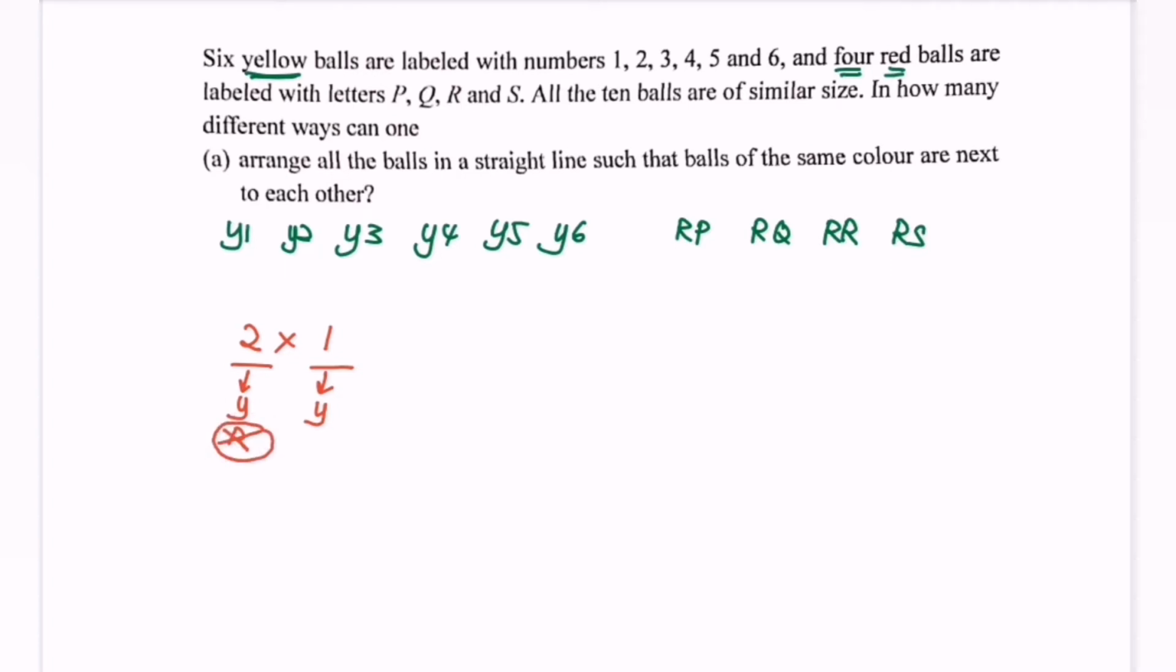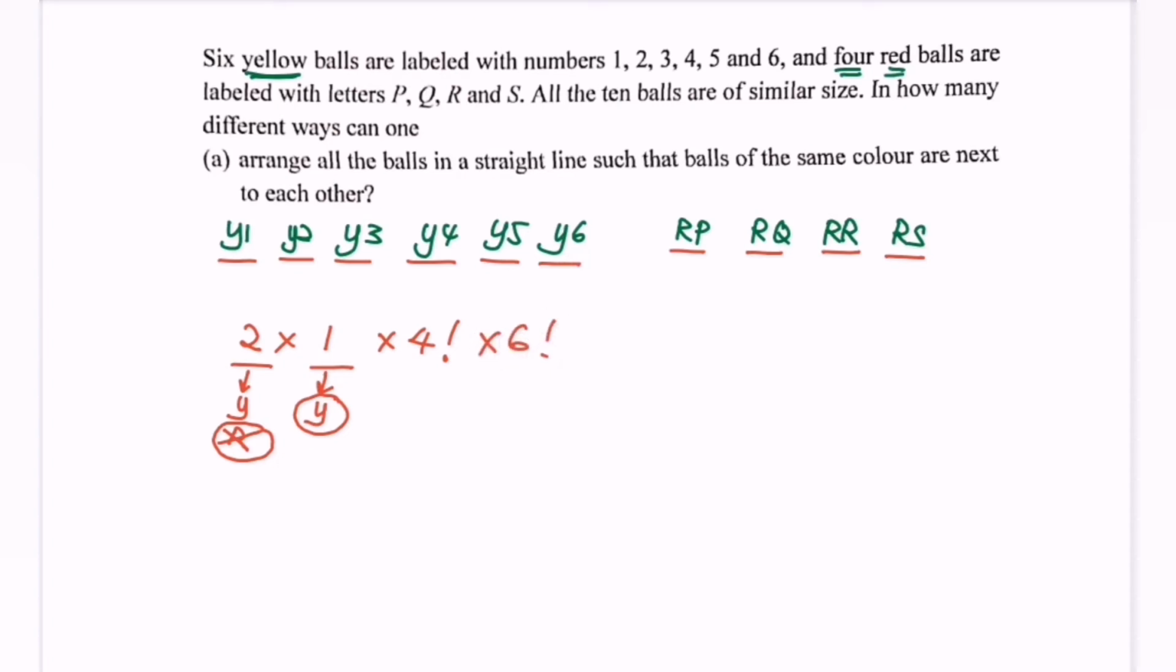So inside the red group, we have the situation 1, 2, 3, and 4. So we can write the situation as 4 factorial because they can be arranged freely. That's why we have 4 factorial. Next, focus on the yellow. So we have 6 balls. They also can be arranged freely, so it means that they have 6 factorial.